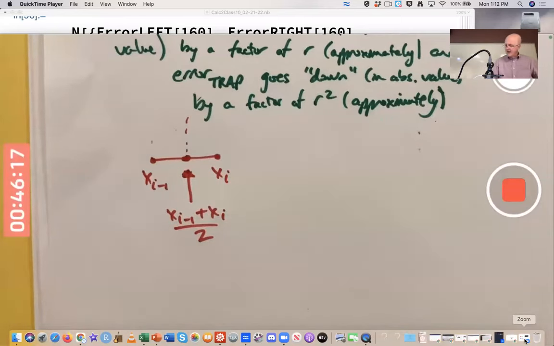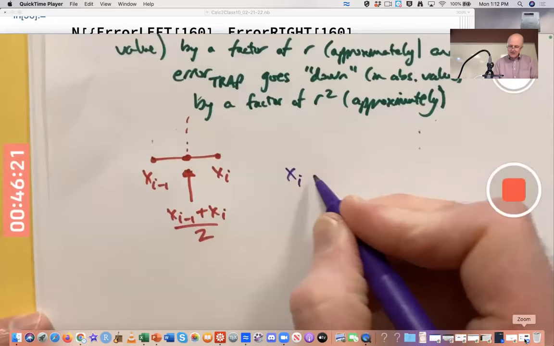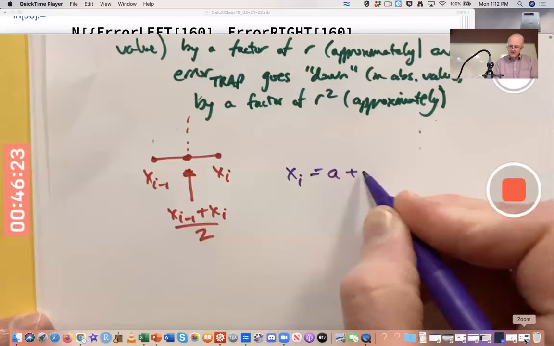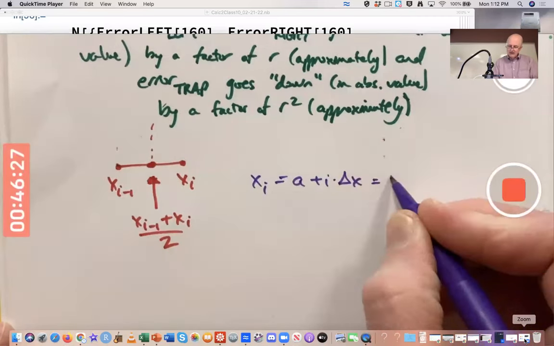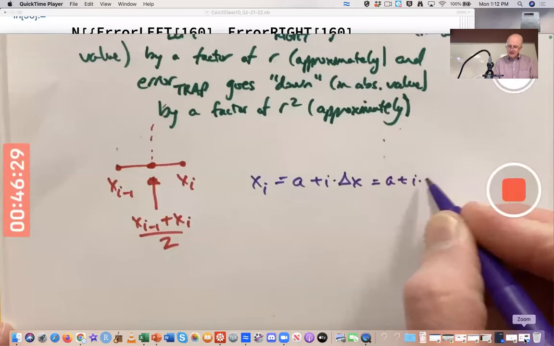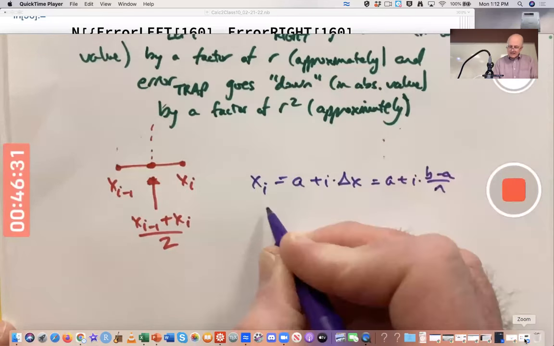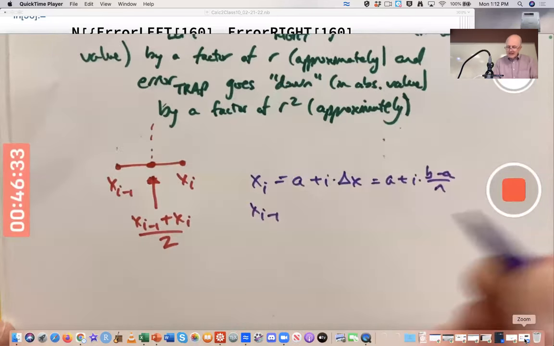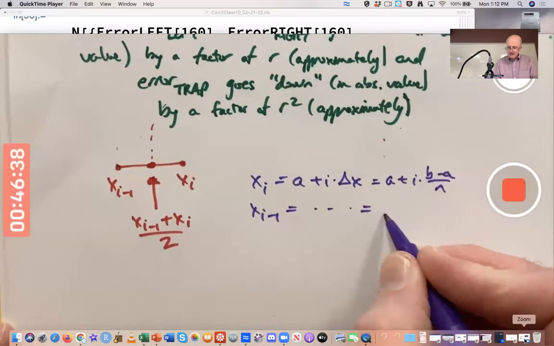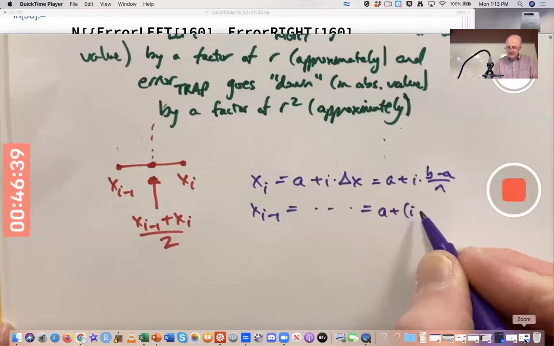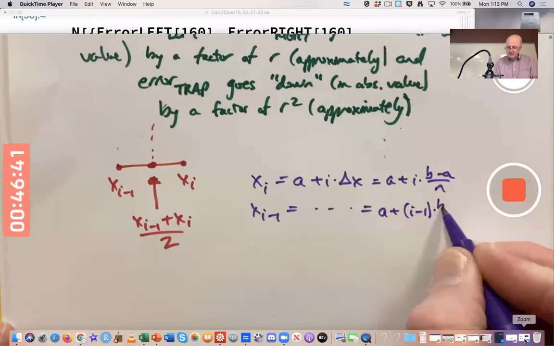Well, remember what x sub i was. x sub i, I wrote down, was a plus i times delta x. a plus i times b minus a over n. x sub i minus 1 would be the same exact thing, except using i minus 1 instead of an i. a plus, in parentheses, i minus 1 times b minus a over n.